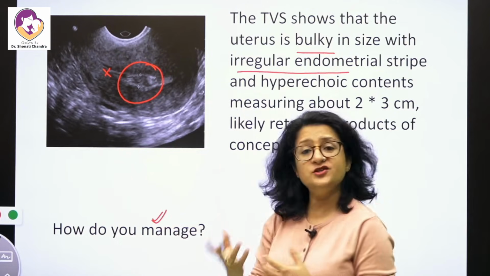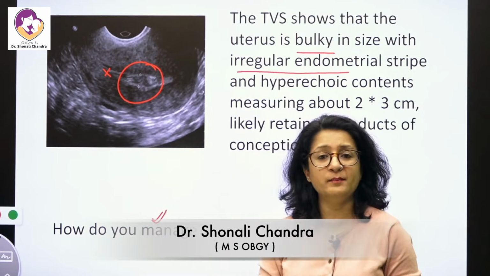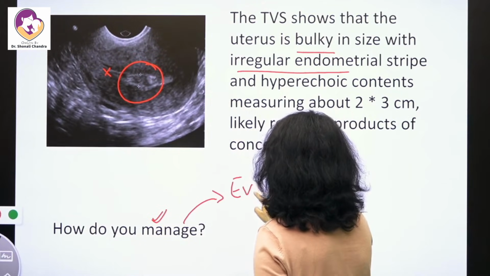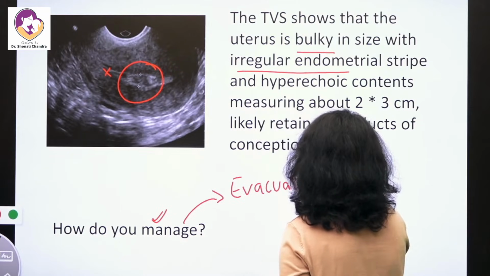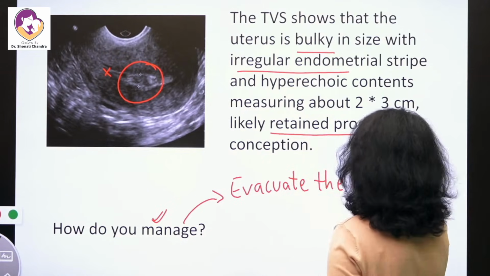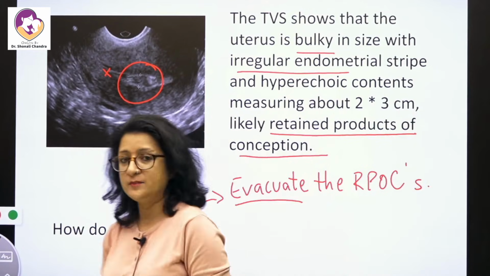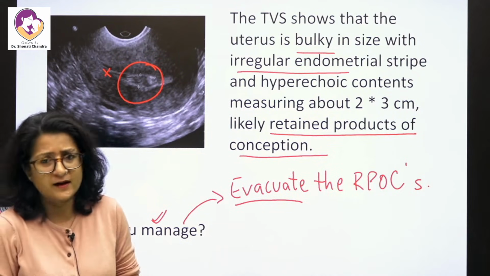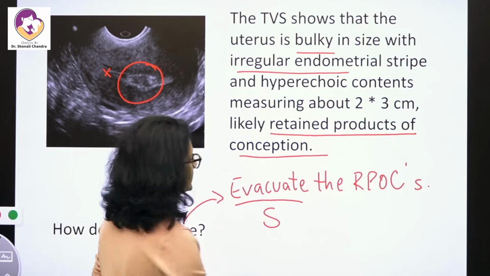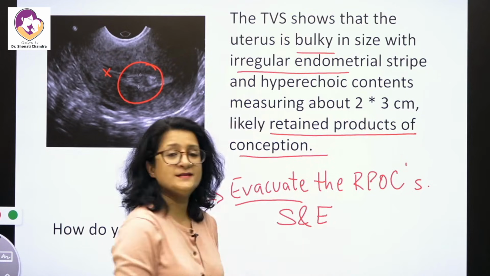So how do you manage now further? Of course, we manage now by completing the process. So what we can do is we have to evacuate the RPOCs. What are RPOCs? Retained products of conception. To evacuate them, we can use any of the surgical methods that are available to us at that point in time. It could be putting a suction catheter inside and then sucking out the contents. That is called suction and evacuation, S and E, right?